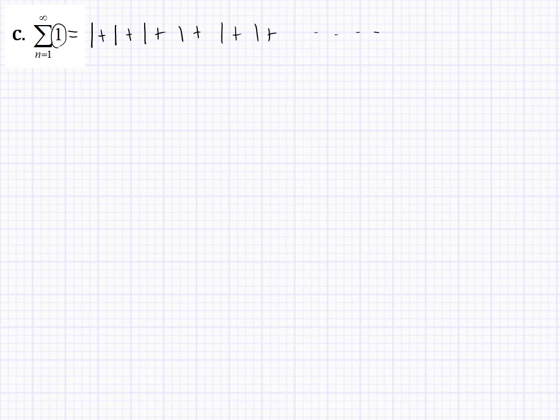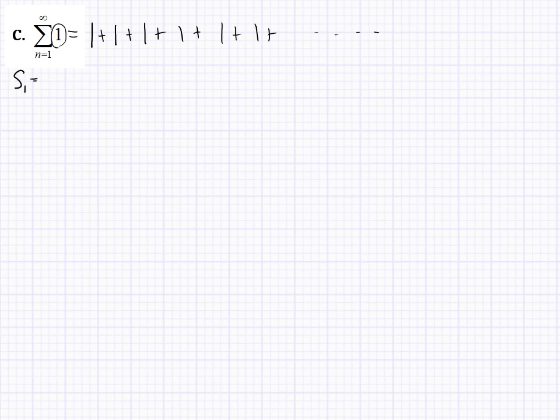So if I add 1 plus 1 plus 1 plus 1 and do that forever, I think right away everyone could probably guess that this is going to diverge, that this is just going to keep getting bigger and bigger and not get close to some finite value, but actually go to infinity. But that would just be a guess. We need to show that a little bit better, so let's do it with partial sums.